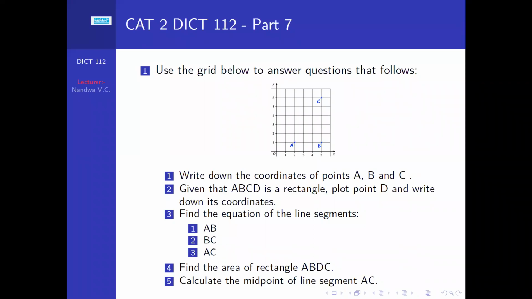Use the grid below to answer the question that follows. Write down the coordinates of points A, B, and C. To plot the coordinates of a point in the plane, we usually count how many units we move along the x-axis, followed by how many units we move along the y-axis.